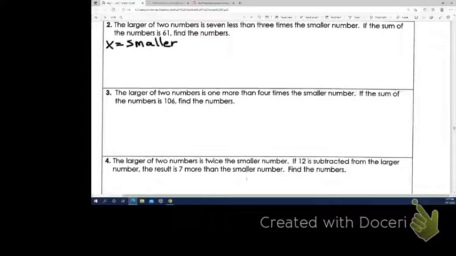So x is the smaller, and then I have the other number is the larger, right? Well, the larger, it says, is 7 less than. Remember, less than is a turnaround phrase. We're going to switch that order because we're taking 7 away, that's 7 less than 3 times the smaller. And if the smaller is x, then this is 3x. So 3x minus 7 represents the larger.